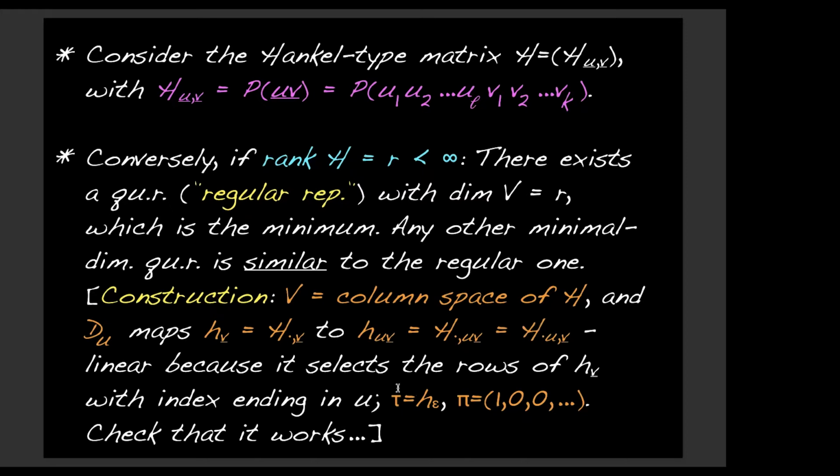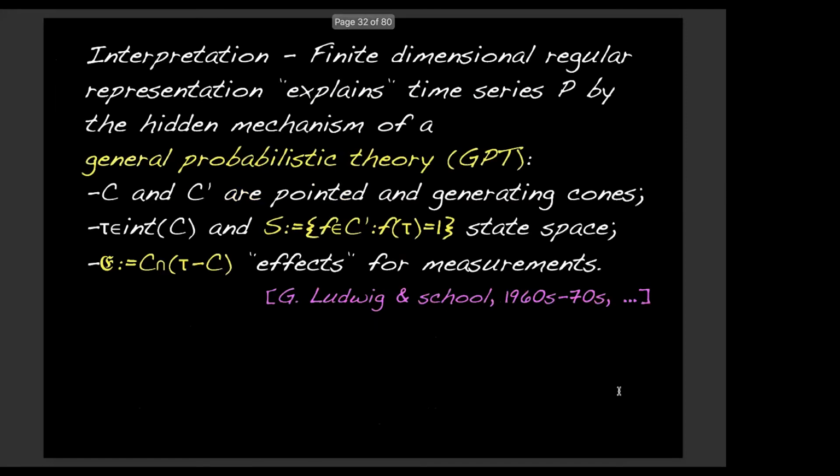You have to only check that this works. So these are linear maps, and you check that it works together with tau being the first column, the one with the empty word, and pi being somehow the trivial vector that has one in the beginning and zero everywhere. And you just plug it all together, and it works. I mean, this is not a practical reconstruction because we don't want to manipulate an infinite matrix, but that's fine.